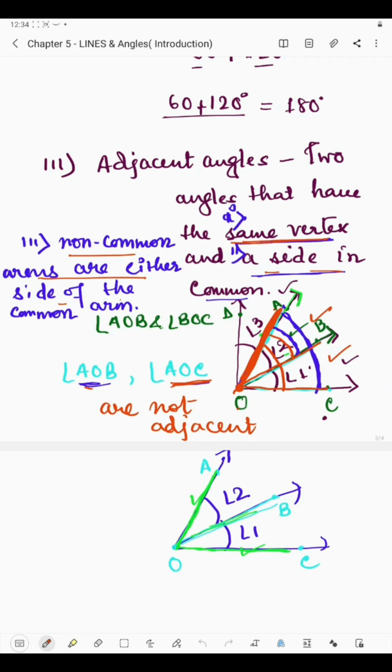So to be adjacent angles, three things will be needed. One is one common vertex will be there. Second is a side will be in common, and the third is the non-common sides will be present on either side of the common arm. Okay.